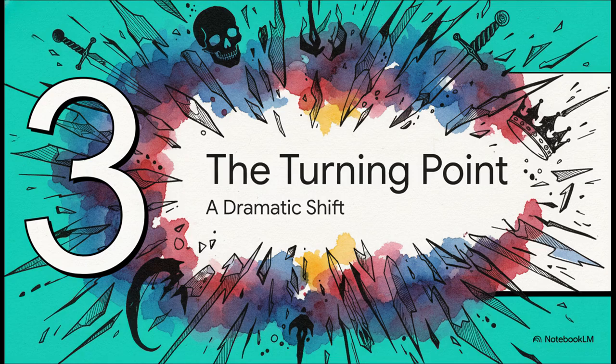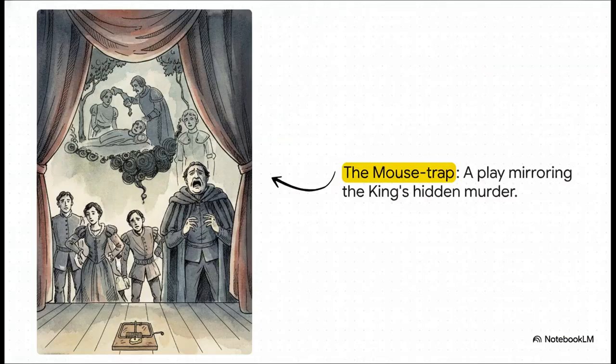Section 3. The dramatic turning point. Let's see how this builds to an explosive confrontation right in the middle of our dramatic arc. Hamlet seizes an incredible opportunity when a troupe of visiting actors arrives at the castle. He decides to stage a play, cleverly and honestly menacingly titled The Mousetrap, right in front of King Claudius. The play mirrors the exact gruesome details of the king's hidden murder.